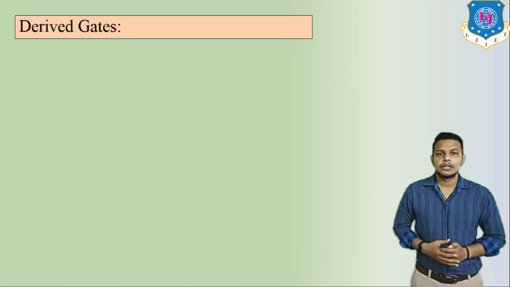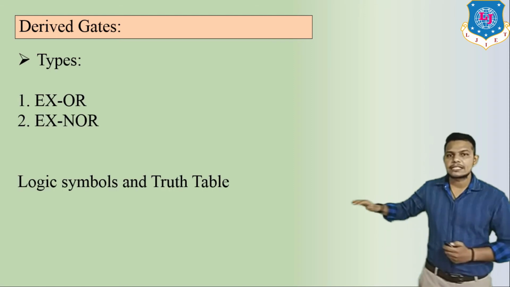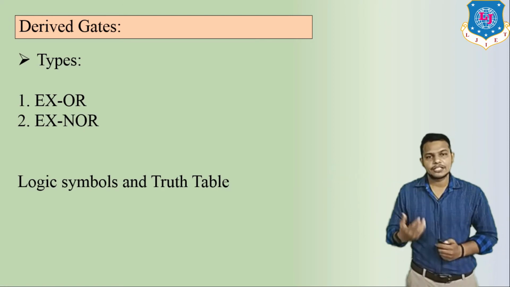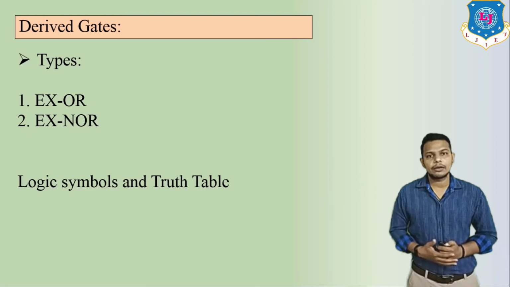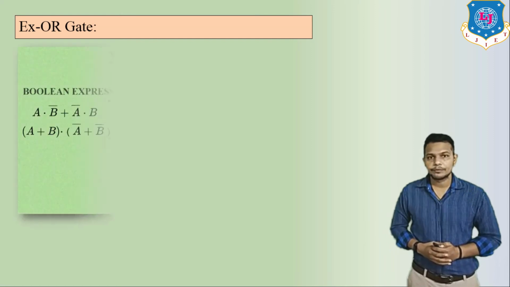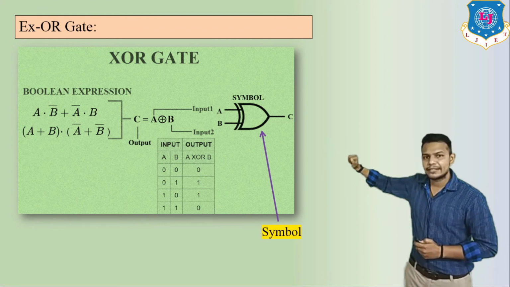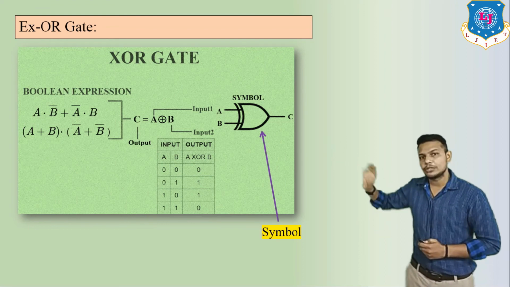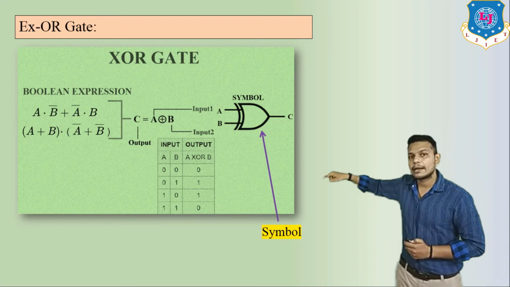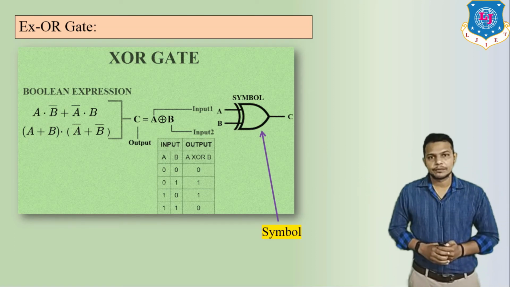Now let us discuss derived gates or other gates, special gates. Here we can see these are the special or derived gates: XOR and XNOR, also called exclusive OR and exclusive NOR. First XOR, here we can see the XOR symbol. It is changed compared to the OR gate, because here it is exclusive OR, so there is one extra line. So remember this symbol.